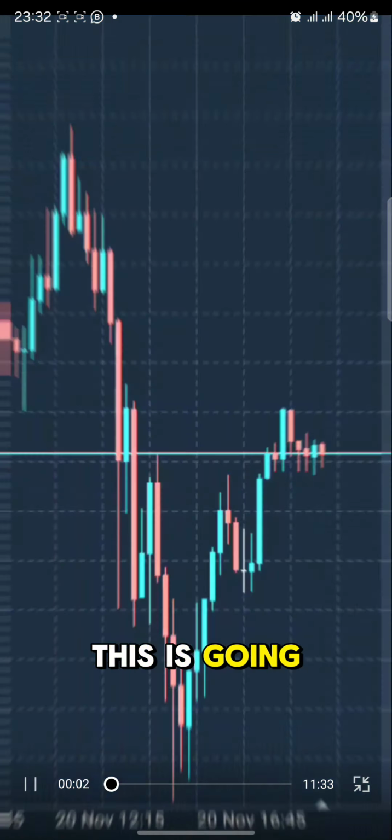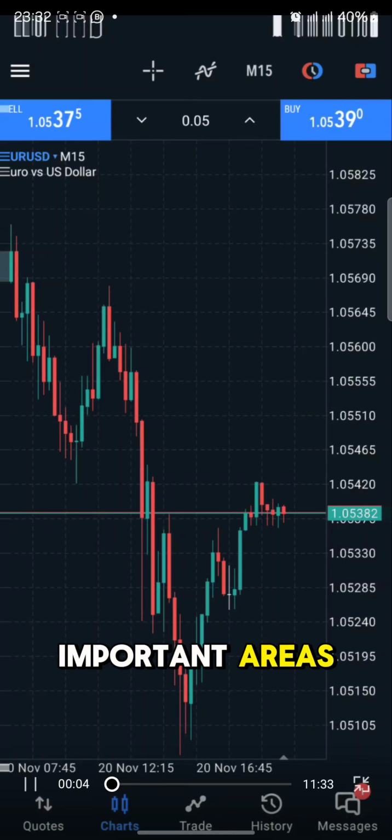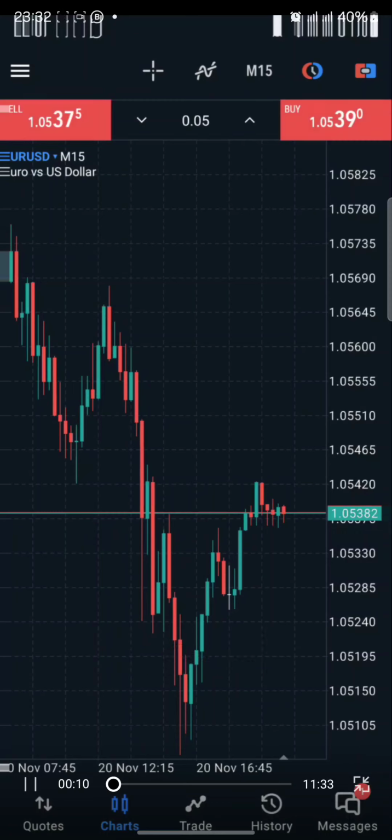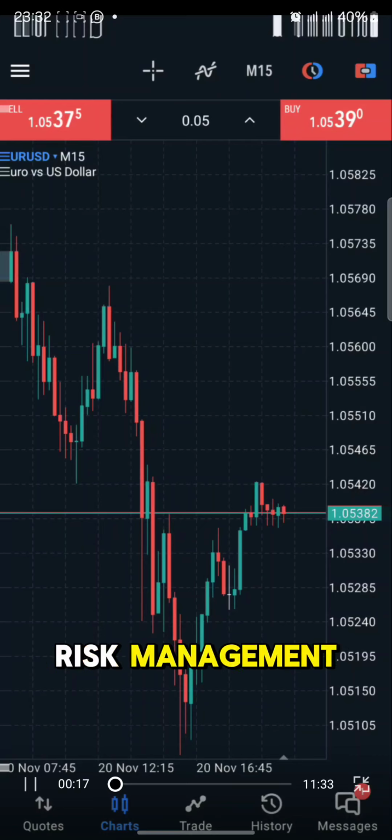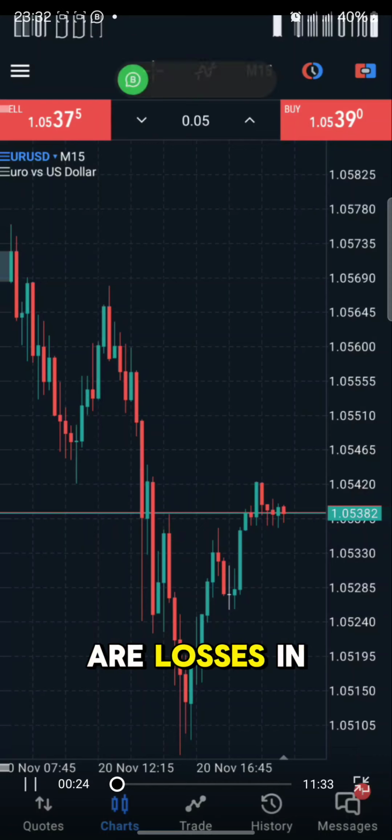So this is going to be one of the most important areas in trading, and I know most people don't understand this, and that's the reason why most people are not successful in trading and they end up quitting, right? So this is risk management. If you do not know how to manage your risk in trading, you're obviously not going to succeed, because there are losses in trading and you cannot avoid that. But the only way you can succeed is through managing your risk.